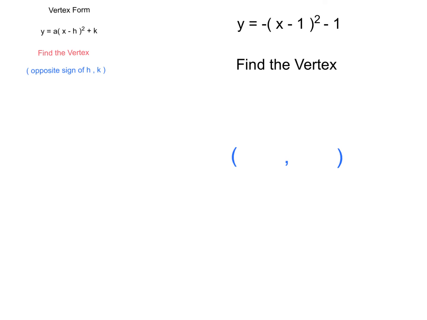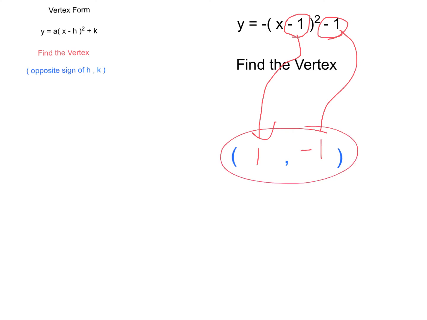Alright, now this one's a little trickier. But again, nothing too crazy. Okay, so again, we're going to look at these two pieces. So again, opposite sign of this first piece, so that's 1. And then just take whatever this is, negative 1. And there's your vertex.